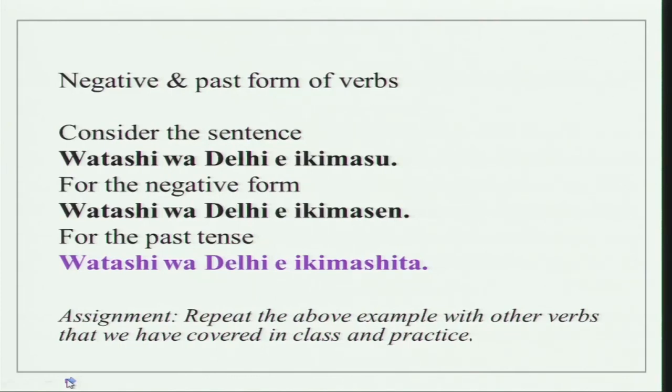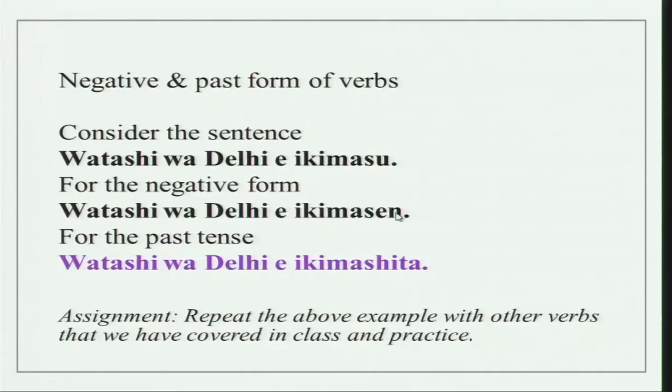Now, look at this sentence, Watashi wa Delhi e ikimasu. I will go to Delhi, or I am about to go to Delhi. For the negative, of course, as I told you, it is Watashi wa Delhi e ikimasen. I will not go to Delhi. Now, for the past tense, how will you use it?